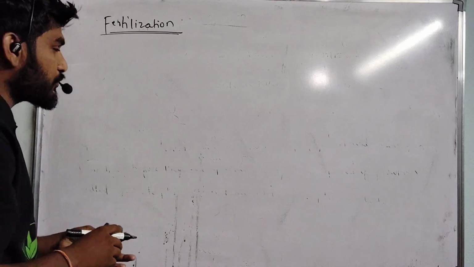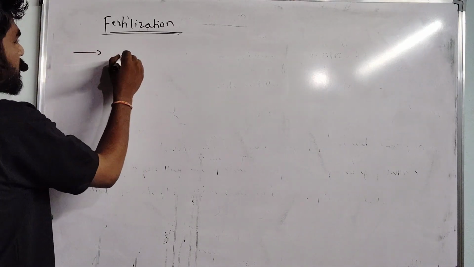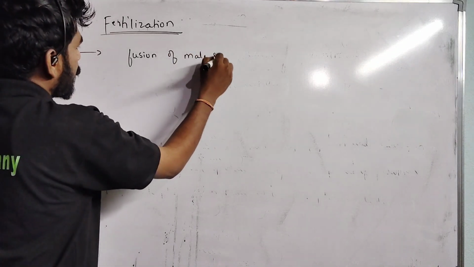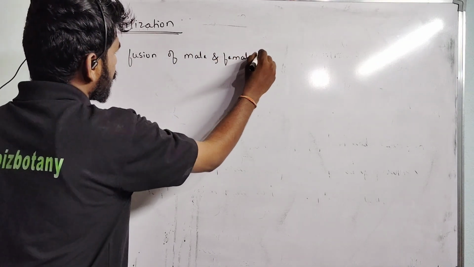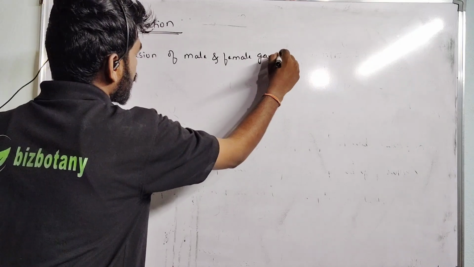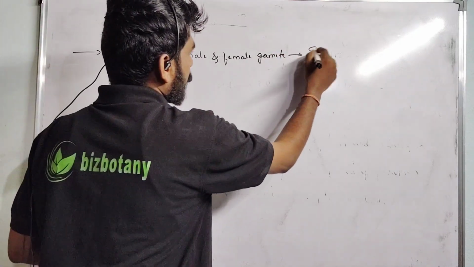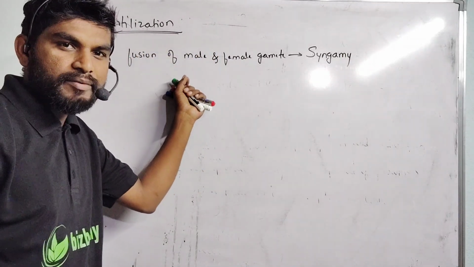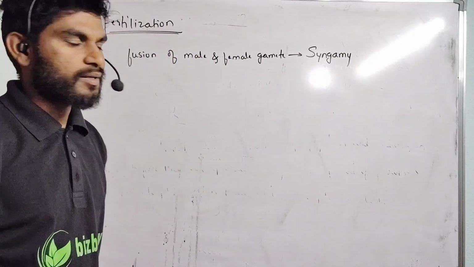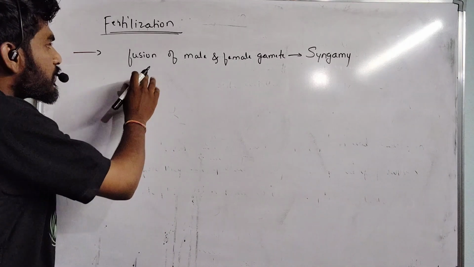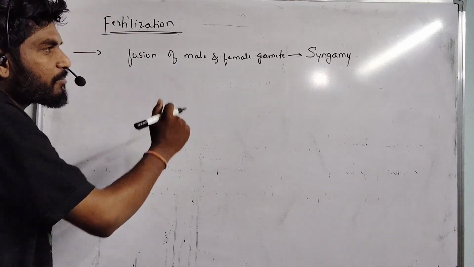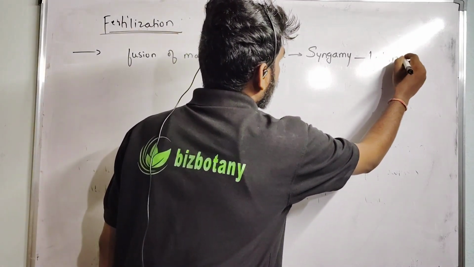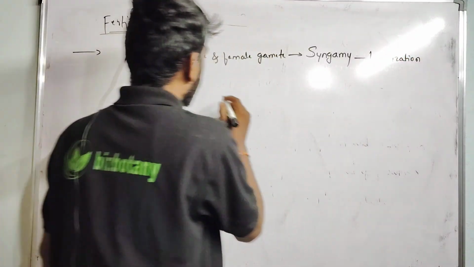Fertilization means what? The fusion of male and female gametes. Fusion of male and female gametes, what do we call it? We call it syngamy. Fusion of male and female gametes is known as syngamy, or sometimes we call it the process of fertilization.